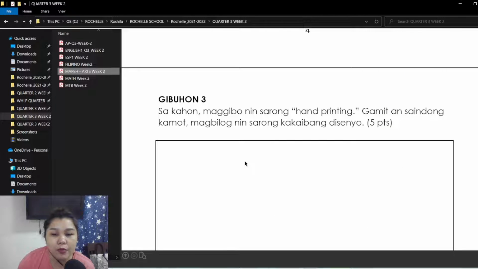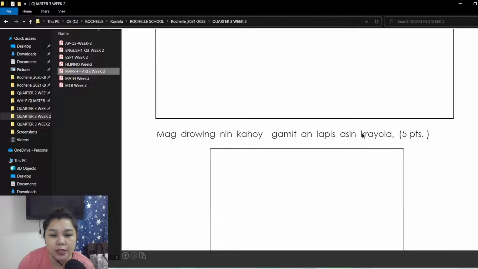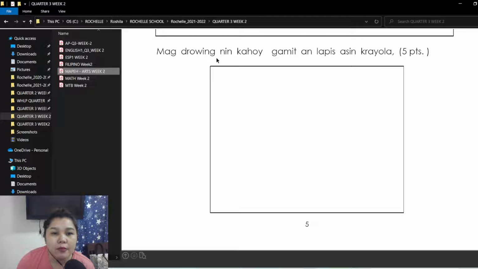And gibuhon 3, there are 2 parts. Sa kahon, maggibon din sarong hand printing, gamit ang sa indong kamot, magbilog din sarong kakaibang disenyo. So, this is good for 5 points. And then, dito naman sa baba, mag-drawing nin kahoy gamit ang lapis asin Crayola. So, sa taas, printing. Sa baba, drawing.